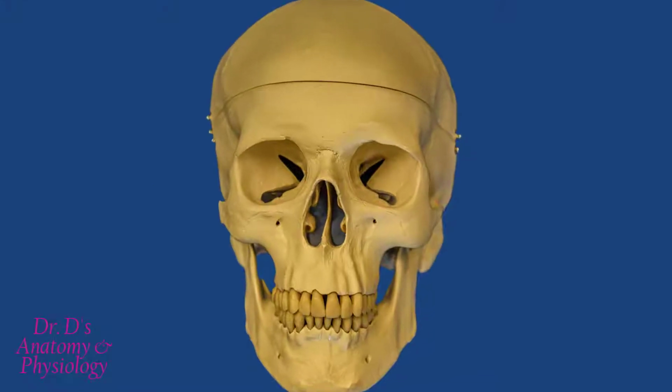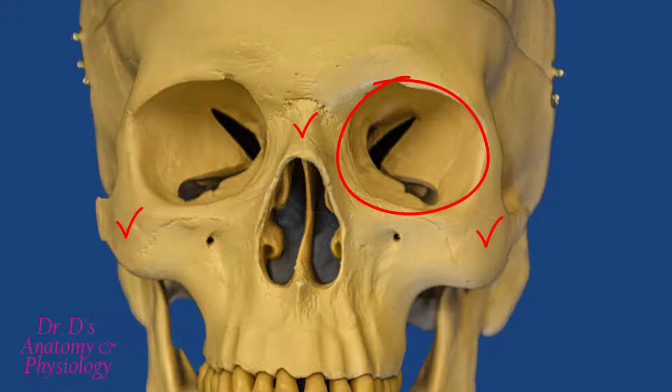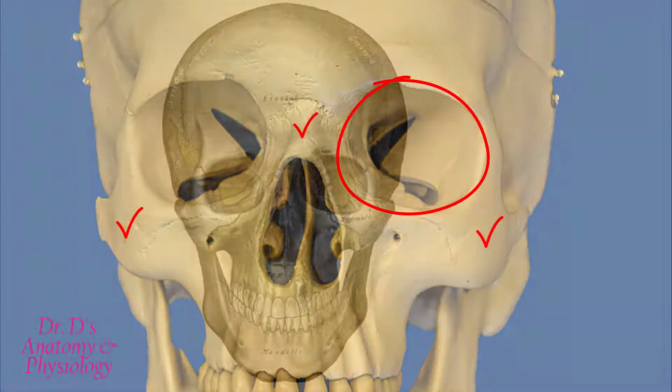This video will cover the nasal bones, the zygomatic bones, also known as the cheekbones, and we'll talk about the construction of the orbit. So let's start with the nasal bones.